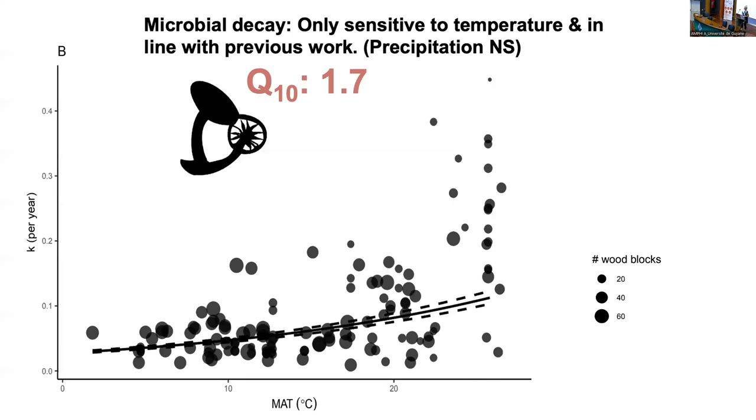And so what we found, we're going to start with microbial decay. On the x-axis is mean annual temperature. On the y-axis is the decay constant K. And what we saw was that microbial decomposition was only sensitive to temperature, not precipitation or its interaction, which was really surprising. And I'd be happy to talk to you a little bit about that. You can also see that there's a positive relationship, that as temperature increases, you get faster decay by microbes. The Q10 was 1.7, but not significantly different to 2. So we essentially recovered what regional and local studies have found was this doubling of decay with an increase in temperature of 10 degrees.